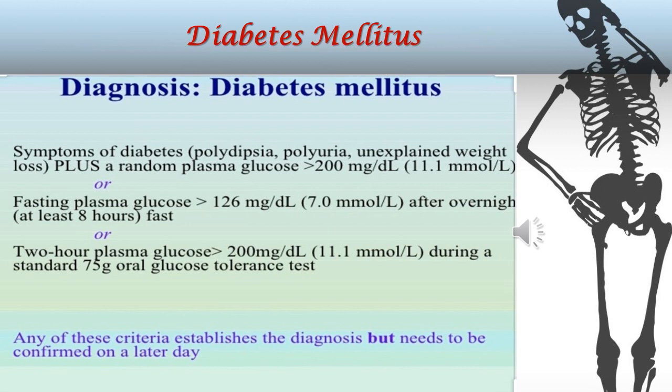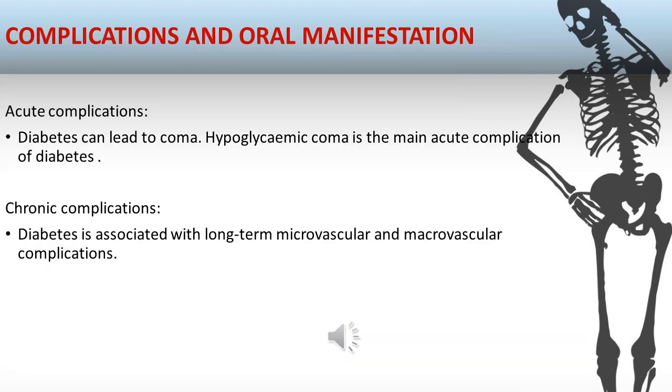The third is the 2-hour plasma glucose, which must be more than 200 mg/dL during a standard 75 gram oral glucose tolerance test. Patients and oral manifestations of diabetes mellitus. Acute complication: diabetes can lead to coma.